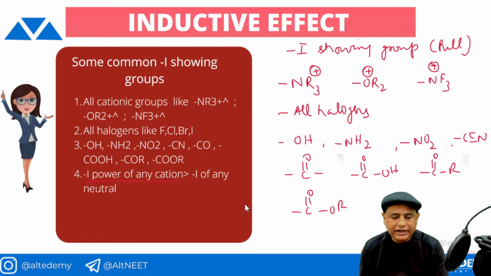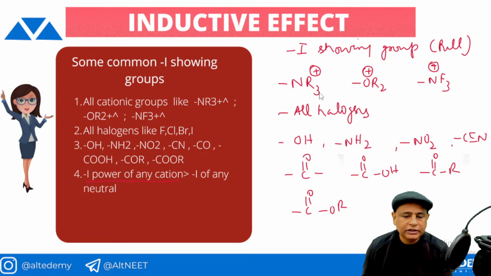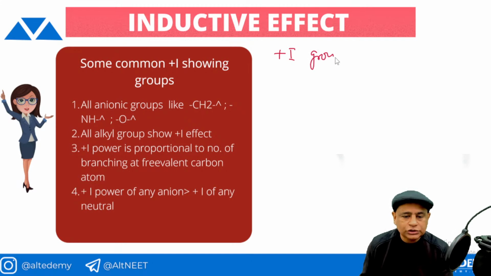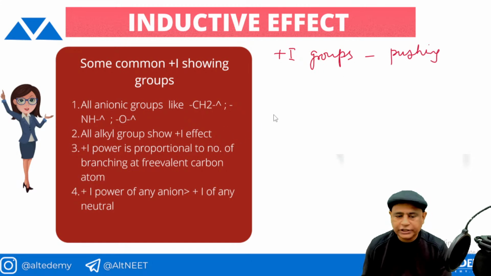Minus I power of any cation is greater than minus I power of any neutral species. It is very important. If there is a cationic species, the minus I power will be greater. I'll give you a comparative list also. Wait for it. Again, we have some plus I showing groups. What are plus I showing groups? Plus I groups are those which are pushing the electrons. Minus I pulling, plus I groups pushing.